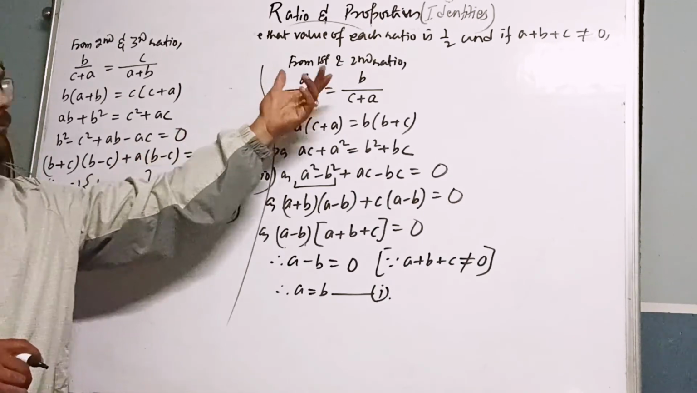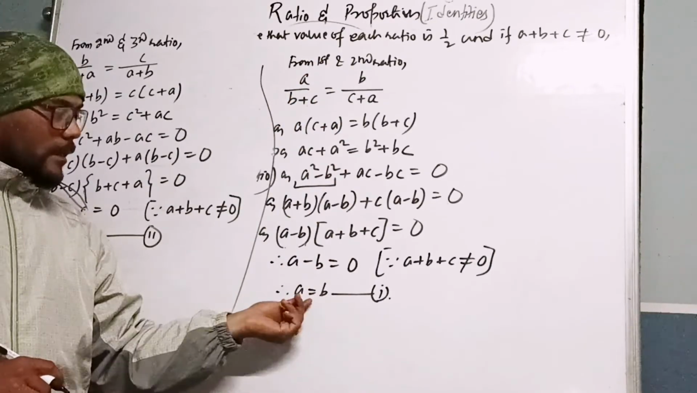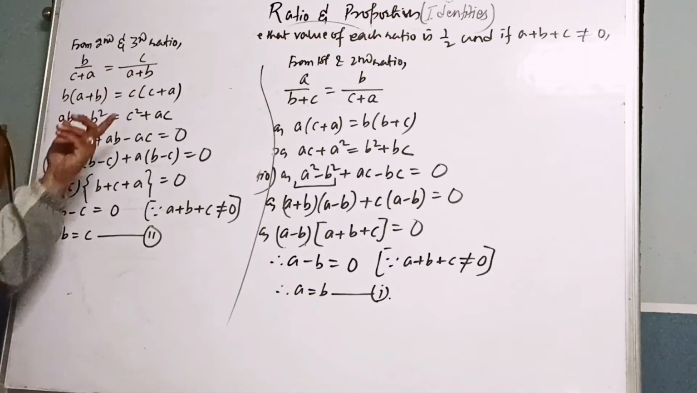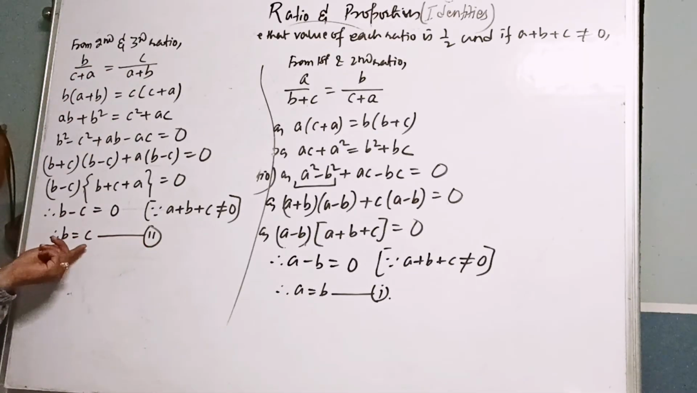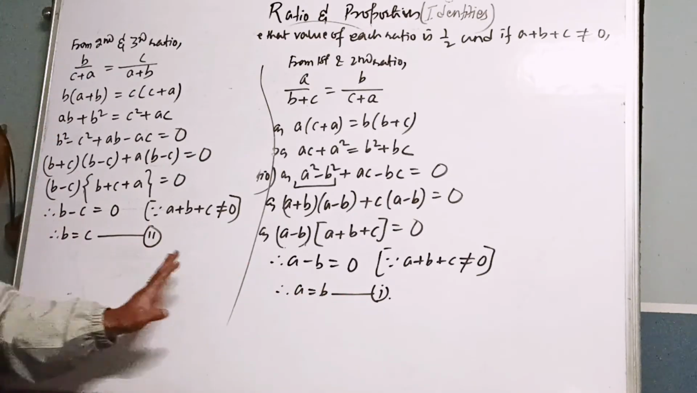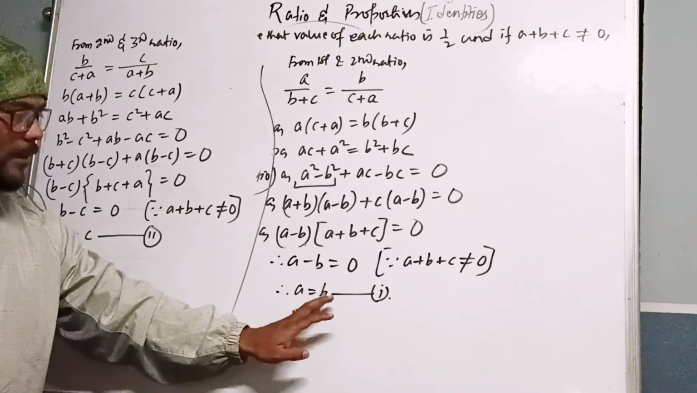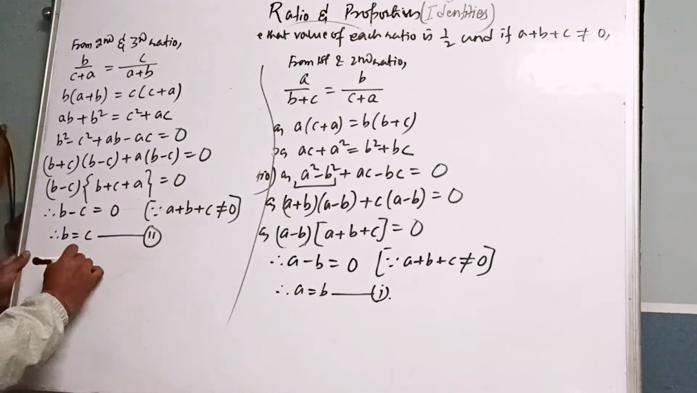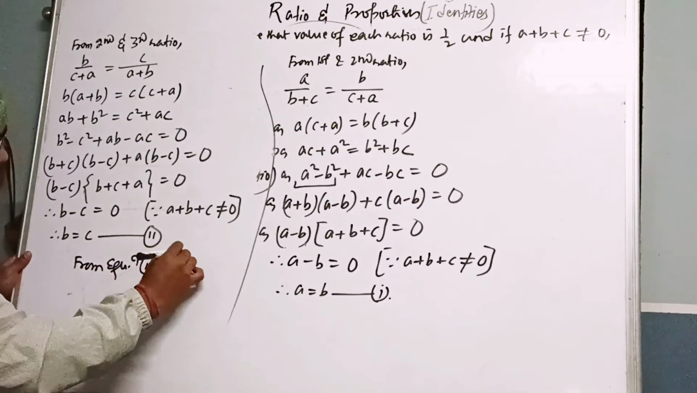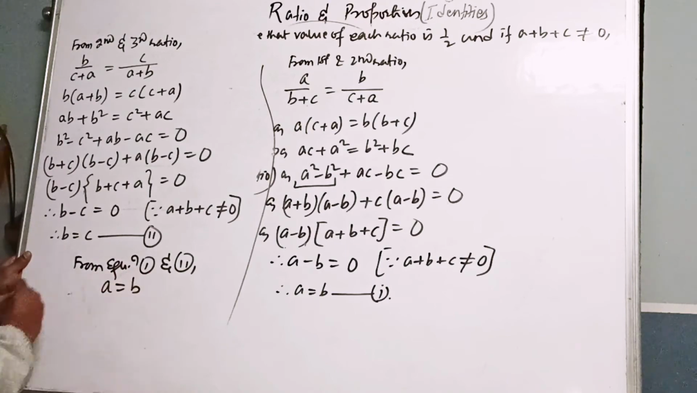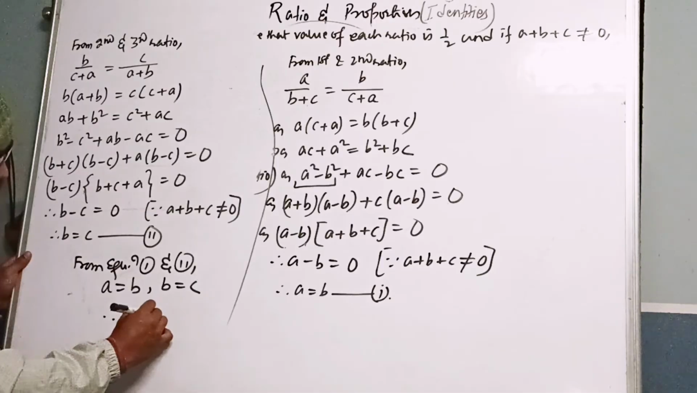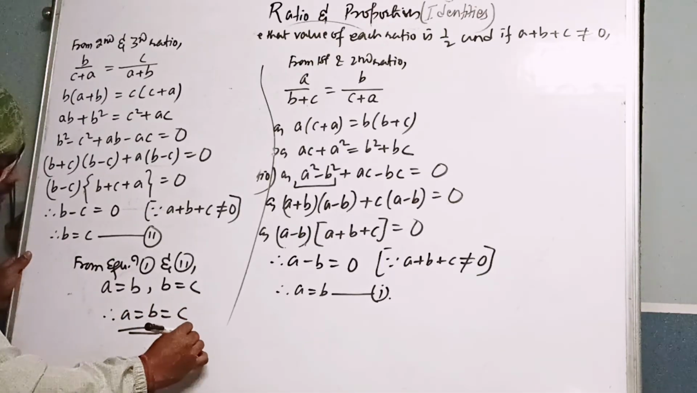From the first two relations, we found equation 1 as a equals b, and from the second and third relations, we found equation 2 as b equals c. So it is very clear from equation 1 and equation 2 that a equals b and b equals c. Therefore, a equals b equals c.